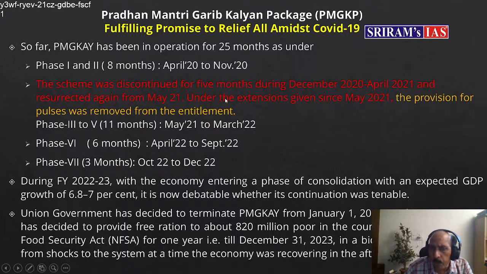The scheme was discontinued for 5 months from December 20 to April 21, and therefore restructured again and implemented from May 21. Under the restructured scheme of May 21, the pulses component was removed from the entitlement. Only provision was of the 5 kg of food grains to be given free of cost to around 82 crore people. And therefore, in phase 3 to phase 5, it was extended many times from May 21 to March 22. And phase 6 started when it was extended from April 22 to September 22.